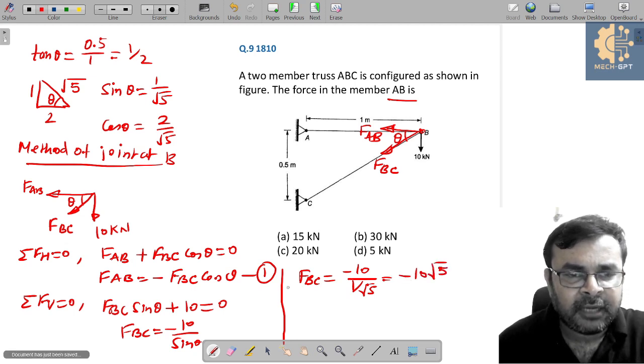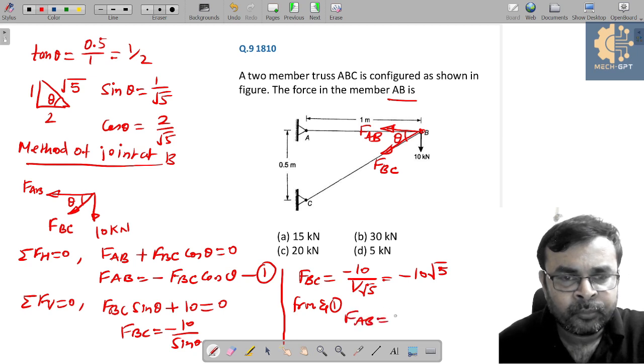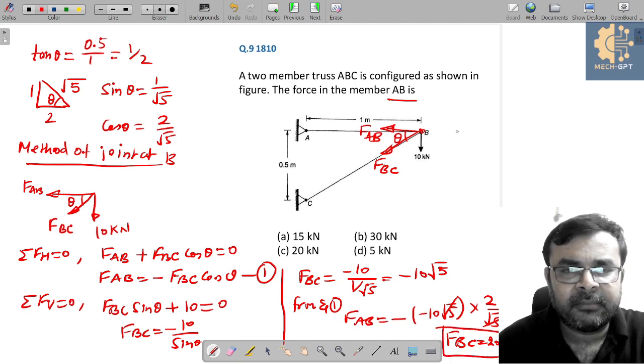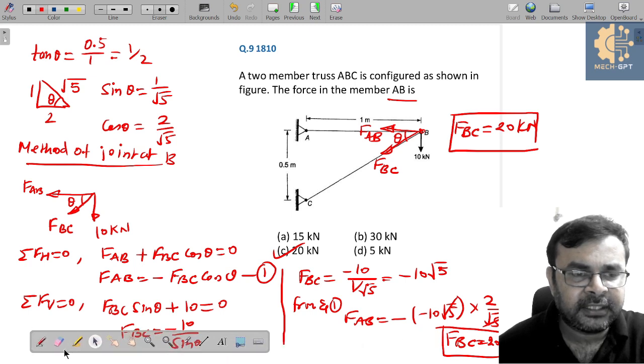Yes or no? And once you get FBC, now you just put this value in equation 1. So can I say FAB is nothing but minus of FBC. This is minus 10 root 5 and cos theta, and instead of cos theta can I write this is 2 by root 5. So this cancels out. So from this here we can get FAB is equal to 20 kilonewton. Is it clear? 20 kilonewton. So option C is the right choice. Is it clear?